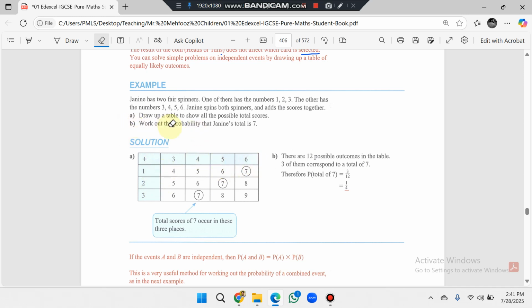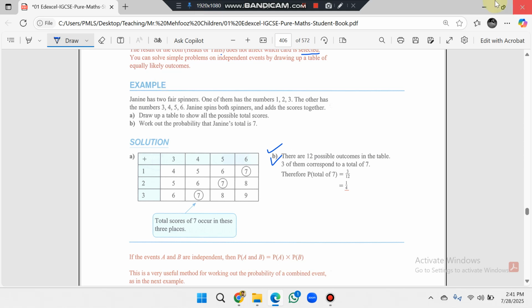Now work out the probability that Janine's total is 7, right? First of all, we have to draw the table of total scores. So this is the table which we have just drawn. We have to add all the values of spinner 1 and spinner 2, right? And in part B, work out the probability that Janine has total 7.